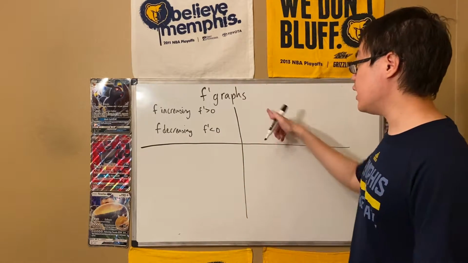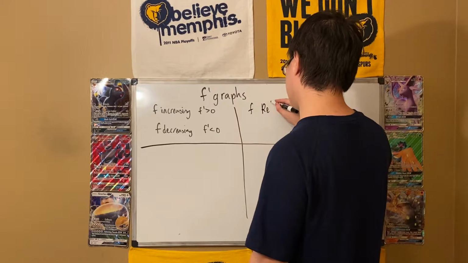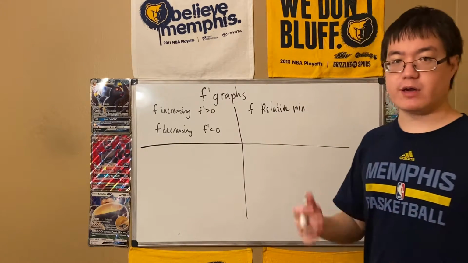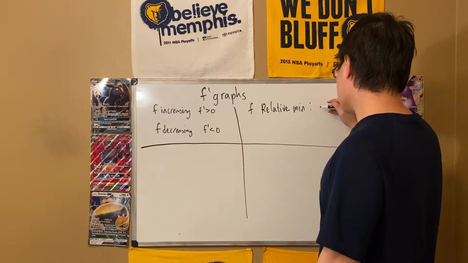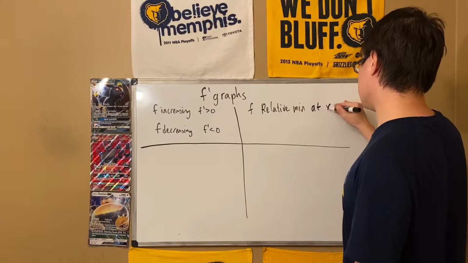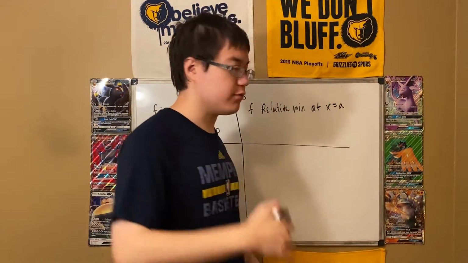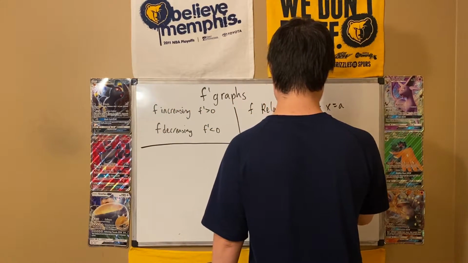Let's go for this rule right here. F has a relative minimum, and just like normal, you could have used the words local minimum, of course. F has a relative min at a number, so at x equals a, that's our normal rule: f prime goes from negative to positive. You're running downhill and then uphill.